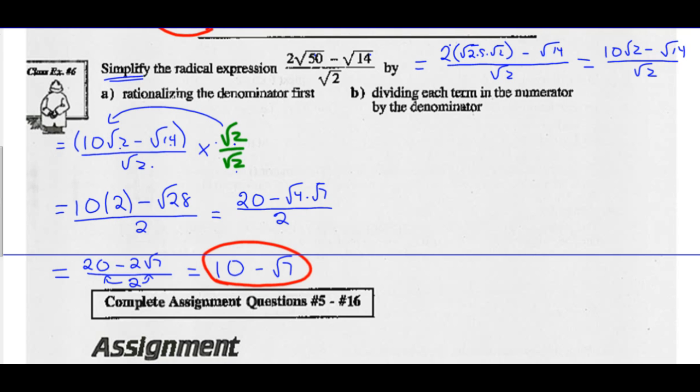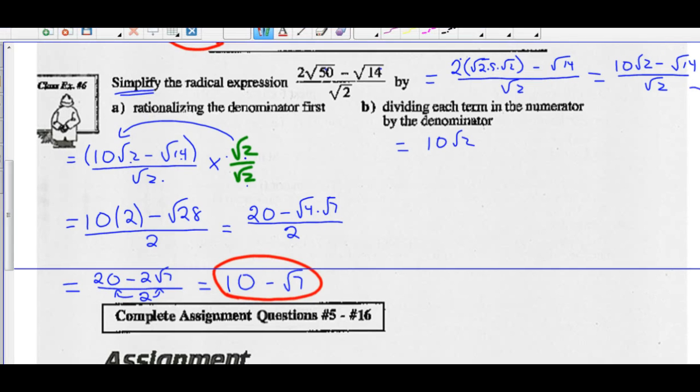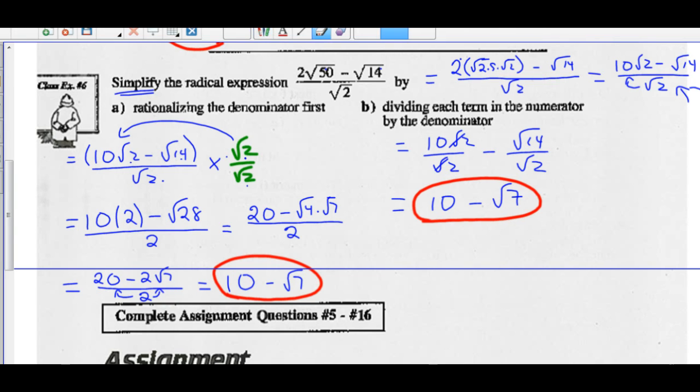Let's try part B. Divide each term in the numerator by the denominator first. So I've got 10 radical 2. Right? Here's our simplest expression. 10 radical 2 minus radical 14 divided by radical 2. So let's take the 10 radical 2 and divide that by radical 2. I've got negative radical 14 divided by radical 2. So 10 radical 2 divided by radical 2 is 1. I'm left with 10. Subtract radical 14 divided by radical 2 is radical 7. So that's a little bit easier method right there.